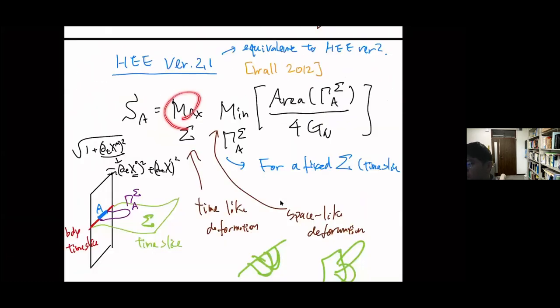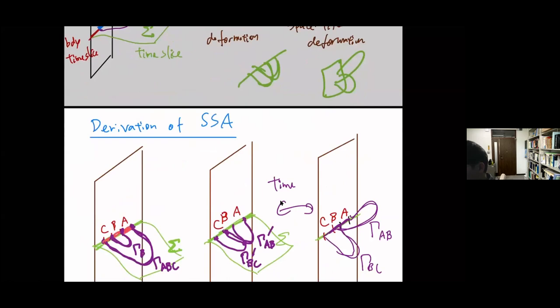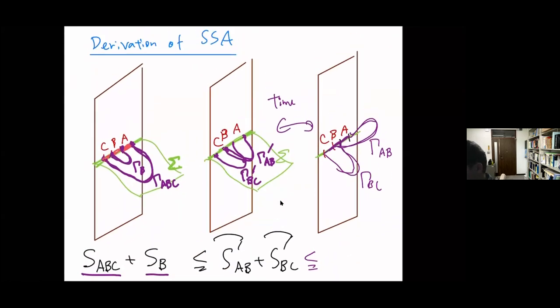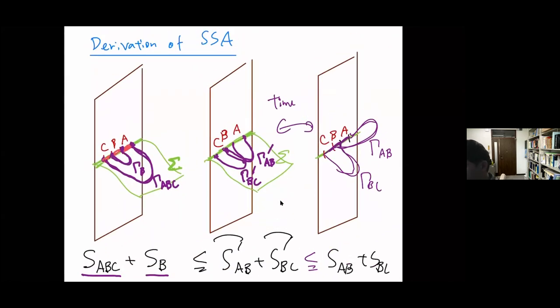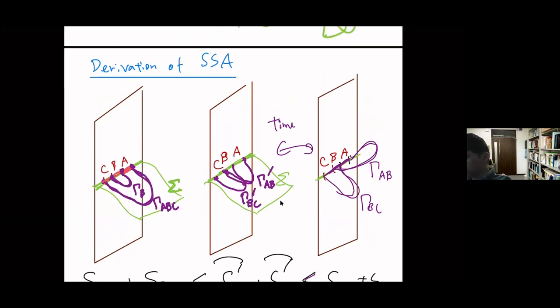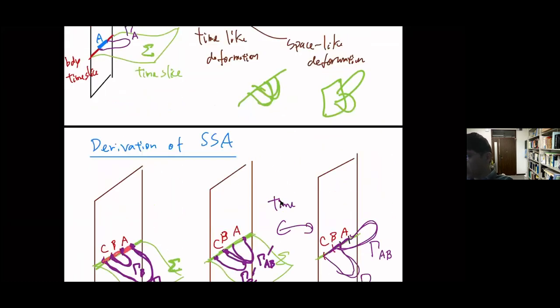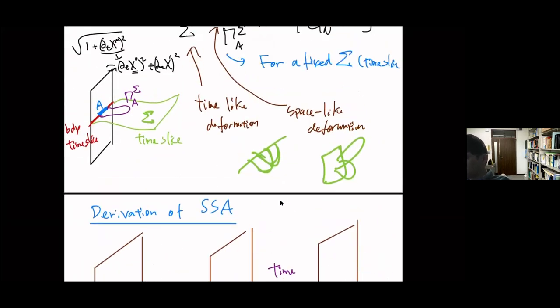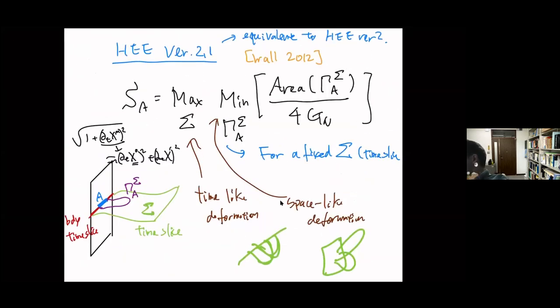So the inequality looks like this: SAB and SBC are always bounded this way. In this way you can prove strong subadditivity, because this one is smaller than this one. So by using this formula, we can derive strong subadditivity, but this formula is actually equivalent to this formula.